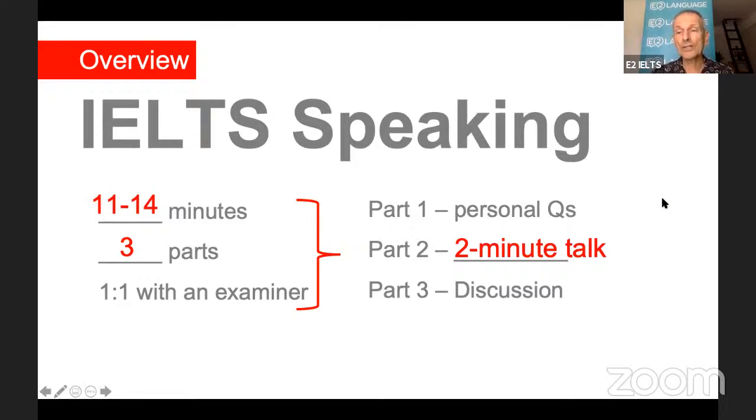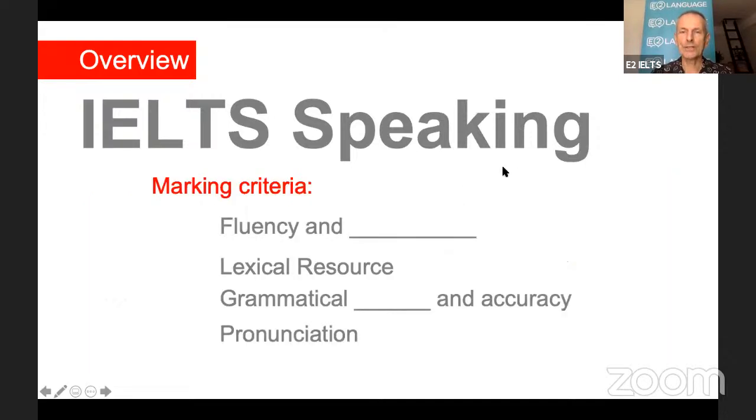Part 3 is a kind of discussion where the examiner asks you more questions related to the topic that you talked about in your 2-minute talk. More difficult questions, questions you probably never had to answer before. So we need some strategies there to help us deal with these tricky questions. Timing, there it is, 5, 4, 5 maximum, making the 14 minutes in total. So there you go. There's a bit of a roundup of the IELTS speaking test.